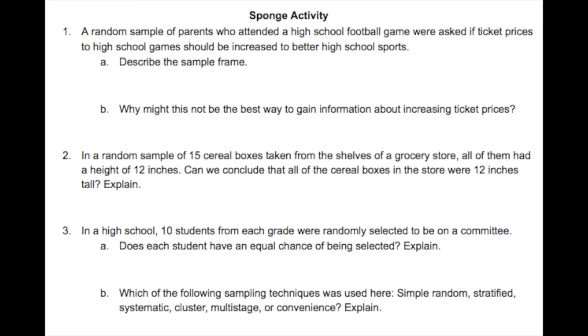Explain. And number 3, in a high school, 10 students from each grade were randomly selected to be on a committee. Part A, does each student have an equal chance of being selected? Explain. And part B, which of the sampling techniques was used? And explain. Anywhere it says explain, I want more than just the answer, or I won't take it.